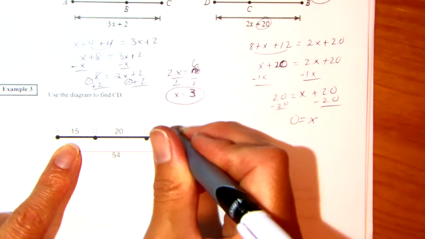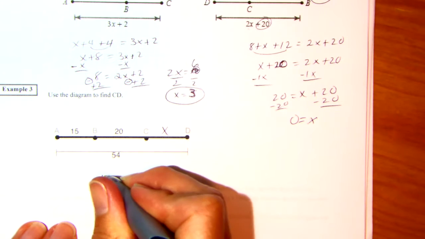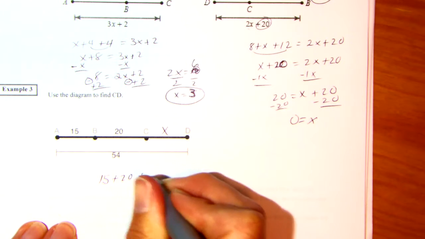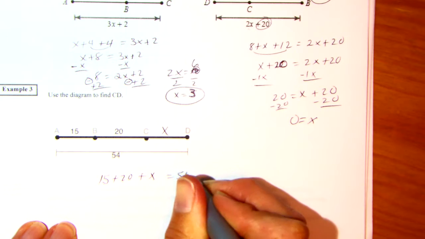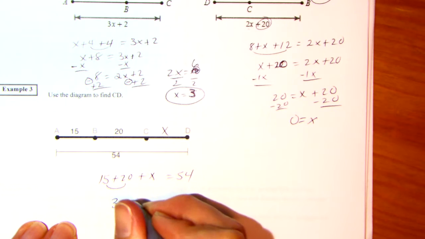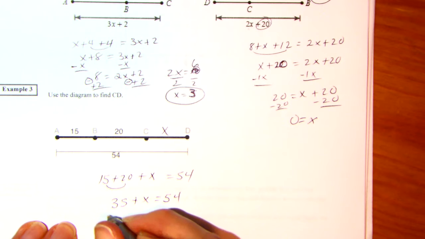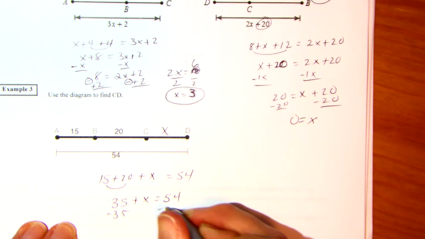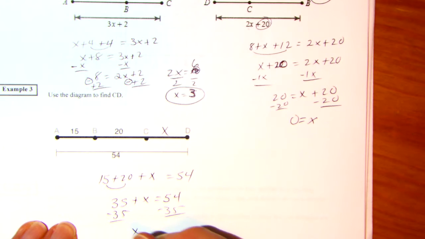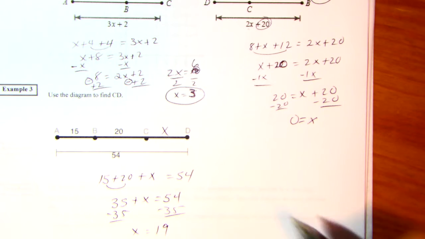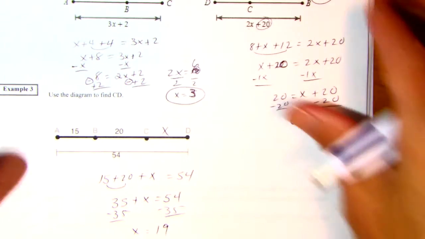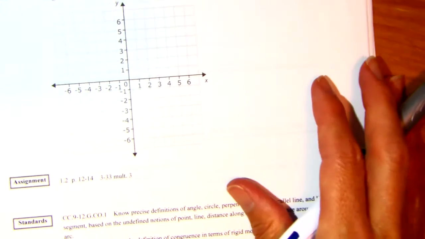15 plus 20 plus x equals 54. Combine like terms. 35 plus x equals 54. Subtract 35 on both sides. X is equal to 19. And they wanted CD. I should emphasize that. Make sure you always read the directions. Next page. See, yeah, I told you this is going to be easy.